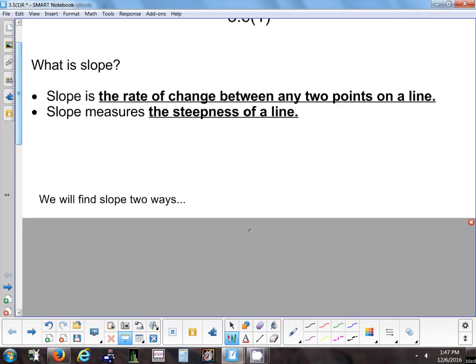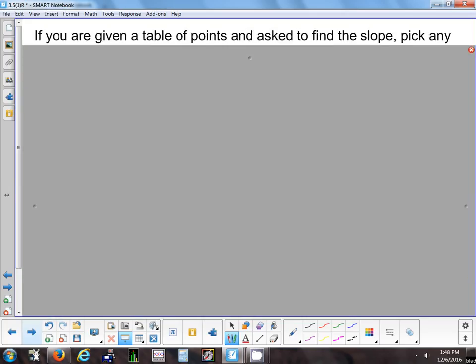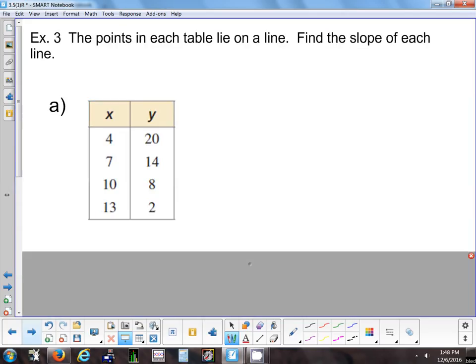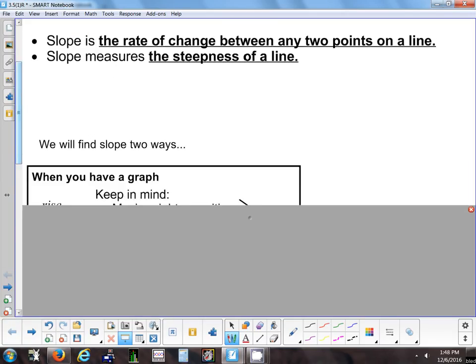All right, so when you're asked to find slope, there are a couple of different ways you can do it. How you find the slope depends on what they give you. You might have a problem where they give you a picture and say, find the slope. Or you might have a problem where they give you a table and say, find the slope. We would do each of those problems a little differently. That actually makes me a little nervous.